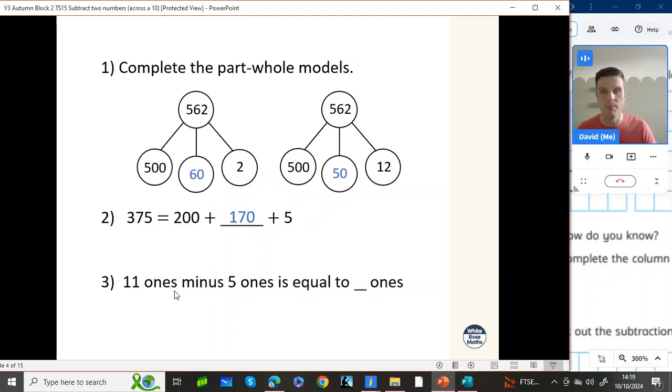And for question 3, we've got 11 ones minus 5 ones is equal to so many ones. Well, this is just the same as saying 11 take away 5, which equals 6. I hope those are okay for you. Let's move on to the main lesson.